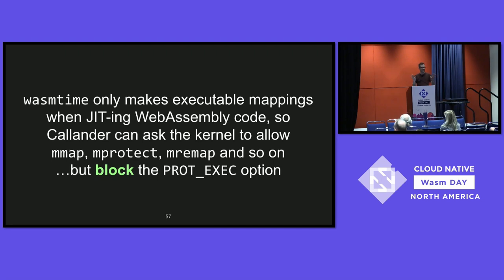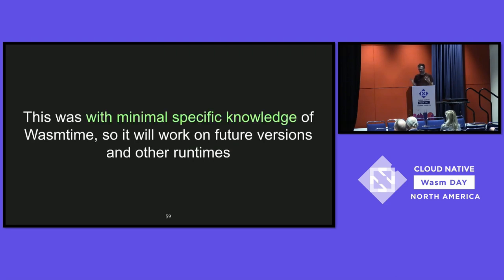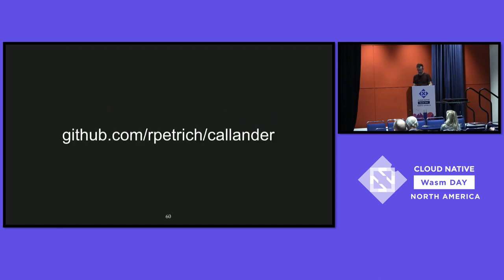So Callander can just wait until all that startup compilation finishes and then tell the kernel to allow it to continue to mmap and mprotect, but never with the PROT_EXEC option. And that means we can block shellcode entirely, like no shellcode. If an attacker compromises the guest, as soon as they try, they will get blocked. Callander doesn't have any specific knowledge of Wasmtime. I only had to tell it the point at which the program undergoes a phase change. And it should apply equally well in future versions and to other WebAssembly runtimes. It is available on GitHub, and it runs on most x86 Linux distributions. I'm looking at other architectures, but right now it is architecture specific.